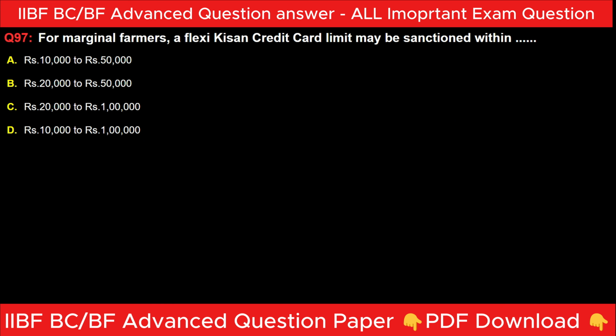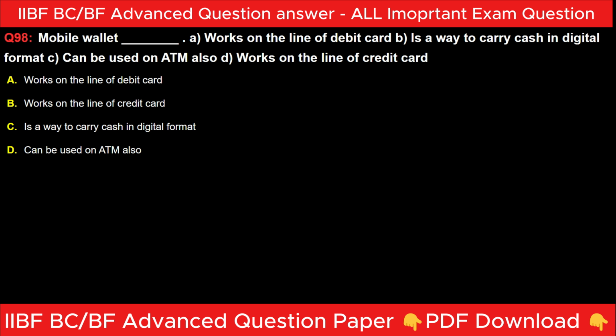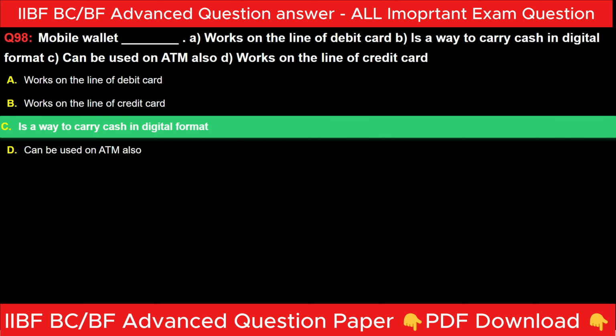For marginal farmers, a Flexi Kisan credit card limit may be sanctioned within 10,000 rupees to 1 lakh rupees. Mobile wallet. A. Works on the line of debit card. B. Is a way to carry cash in digital format. C. Can be used on ATM also. D. Works on the line of credit card. Is a way to carry cash in digital format.